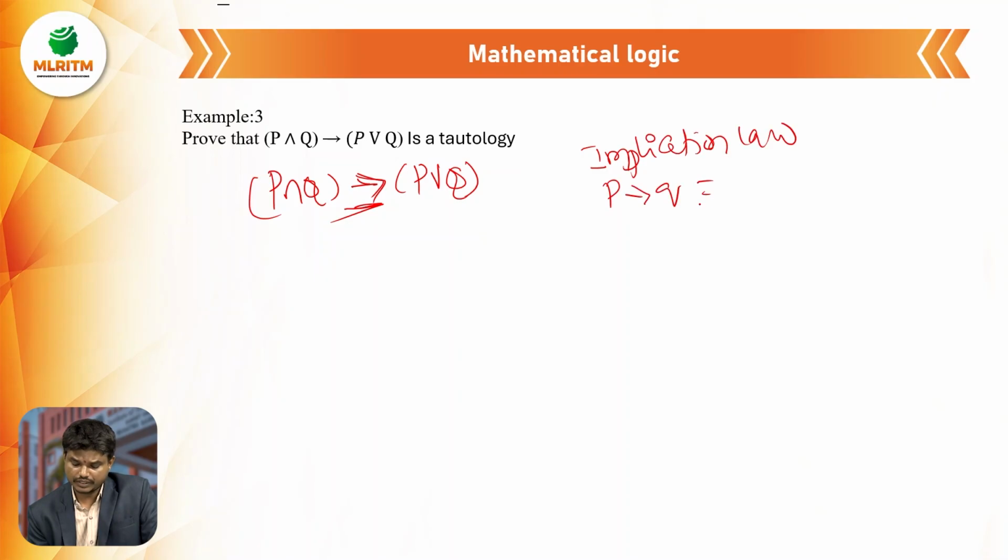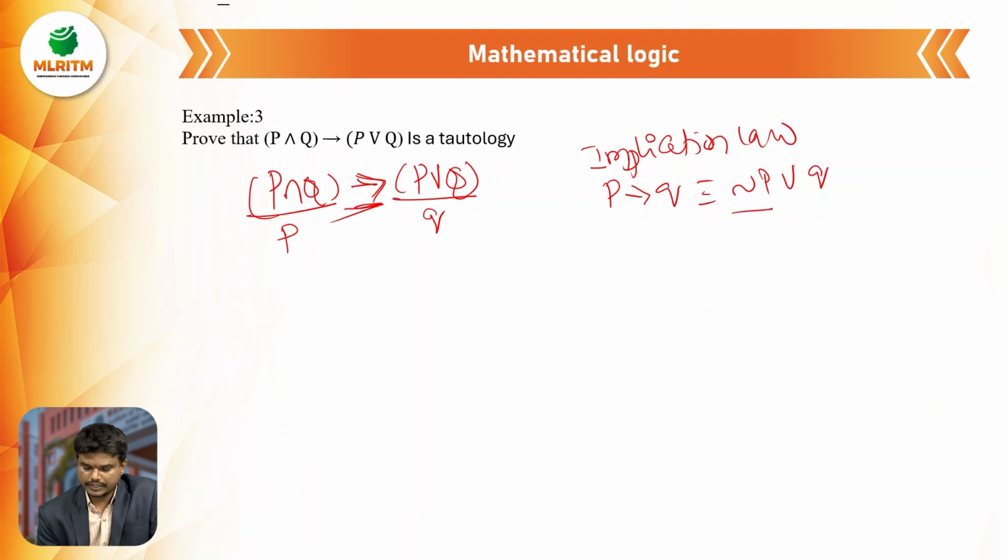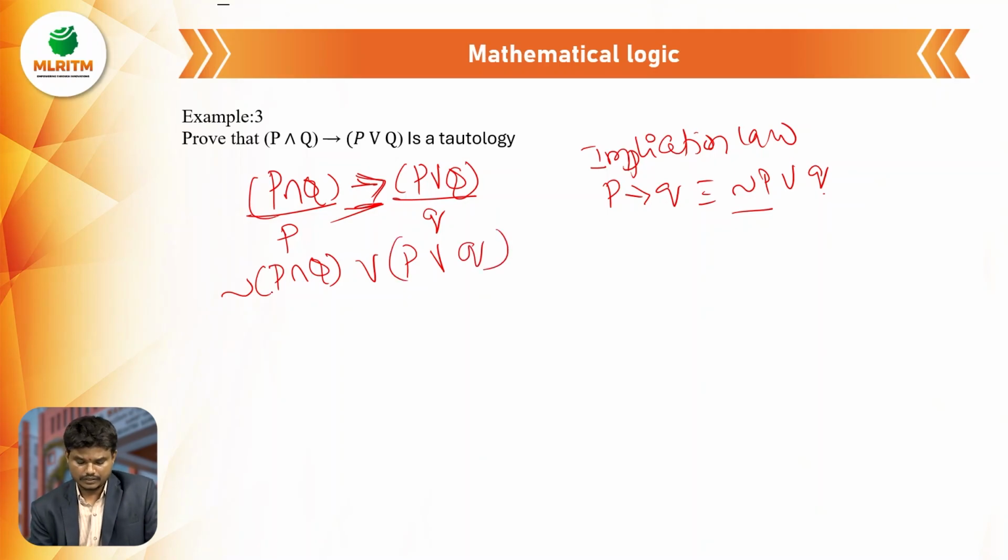P → Q is equivalent to ¬P ∨ Q. So take P ∧ Q as P, and P ∨ Q as Q. So here, what is the P? P is (P ∧ Q), that is ¬(P ∧ Q). Next ∨. What is the Q? Q is the (P ∨ Q). Then apply the negation of (P ∧ Q).